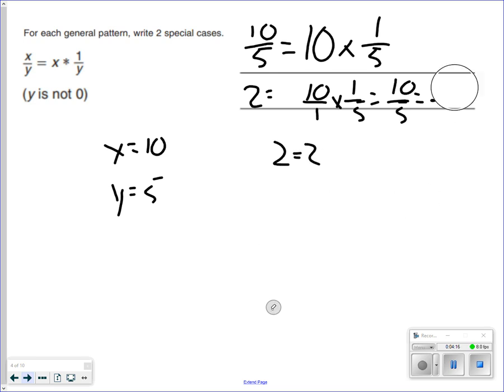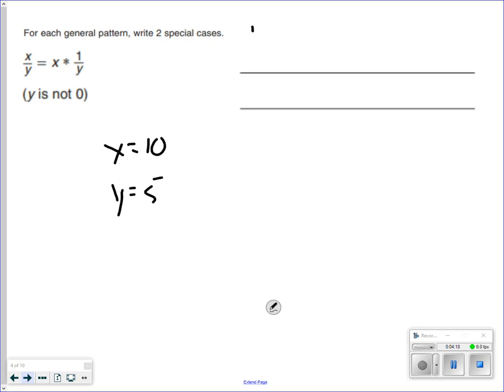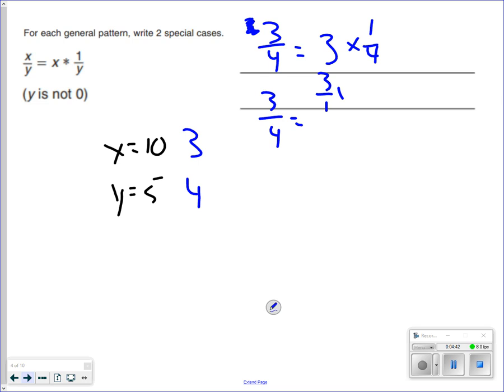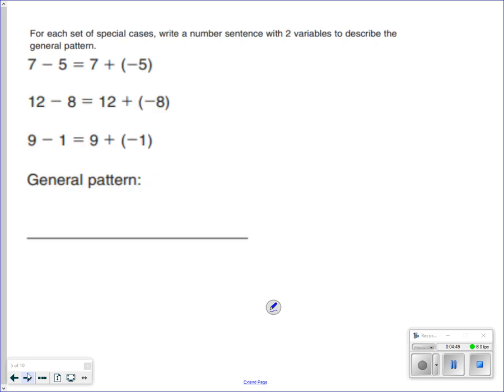I'm going to erase this so I can have some more space. Another one would look like this. Let's have x be 3, and let's have y be a 4. We wrote this out to be 3 over 4. Disregard that. 3 over 4 equals 3 times 1/4. Essentially, we would have the same thing. 3/4 equals 3 over 1 times 1/4, which would be 3/4. All same thing. All you have to do is just plug some numbers in.